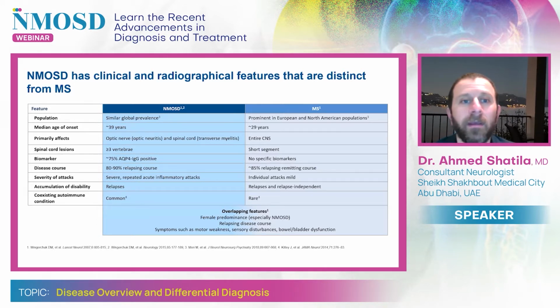What about the severity? NMO is relatively very severe, with repeated acute attacks. With MS, some attacks can be mild, some can be acute. It's not very consistent. And with NMO, the disability accumulates with time, while in MS, sometimes you have accumulation of disability, sometimes there's improvement. And finally, with NMO, there is a coexisting autoimmune condition.